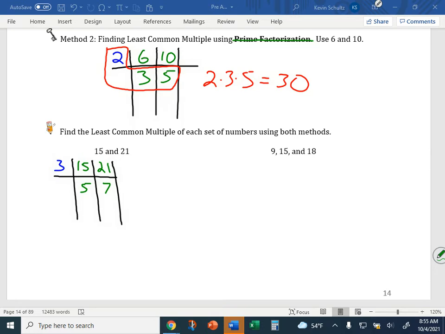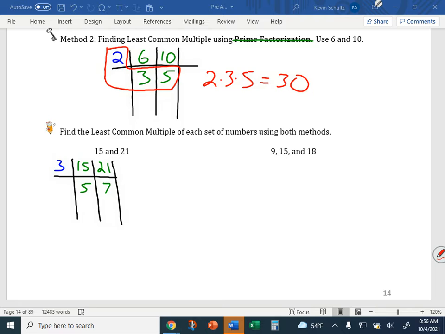Are we done as far as pulling out factors? Yes. And how do we know that again? Kate? Nothing that goes into 5 and 7. So if we were finding greatest common factor, what would our answer be? Camille? 3.